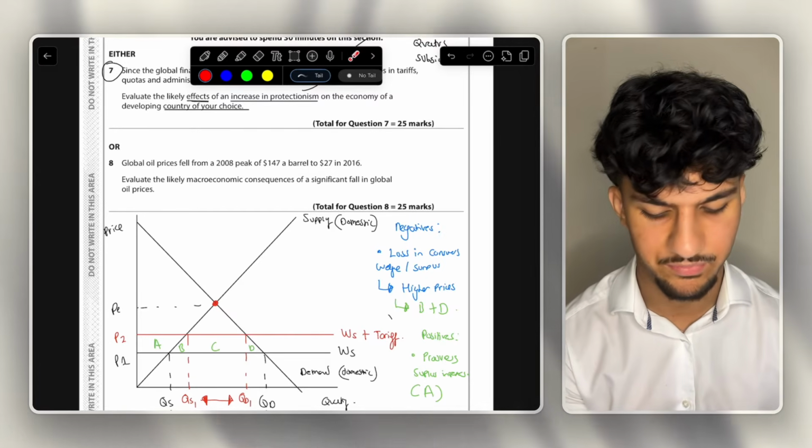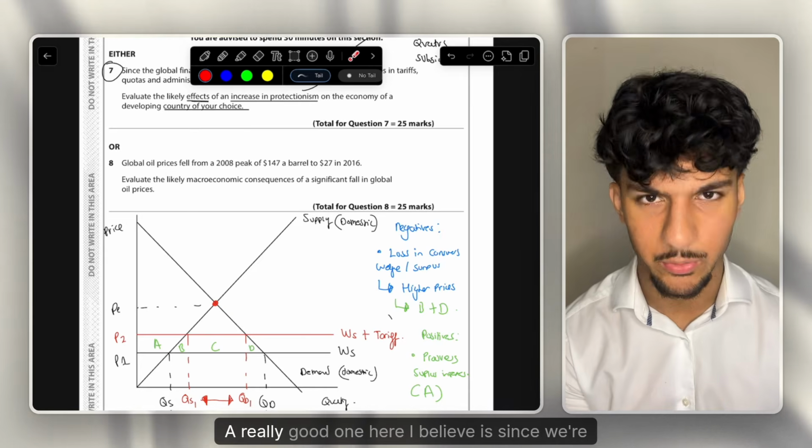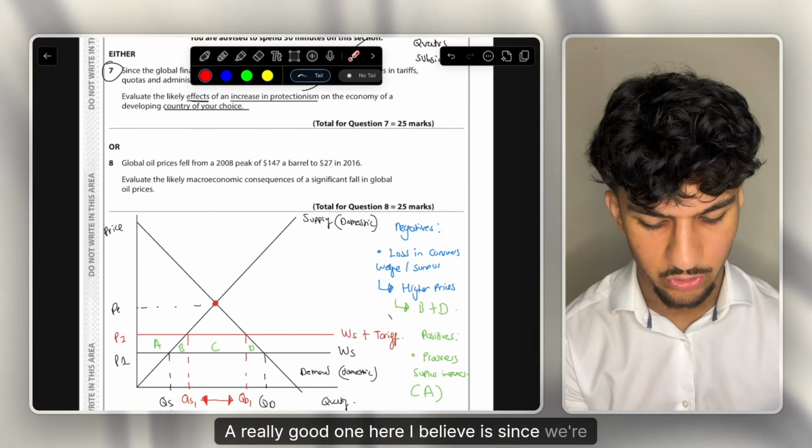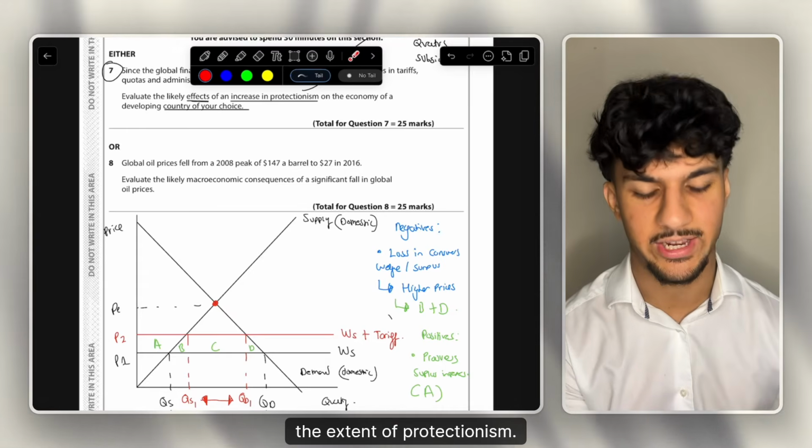There are, I'd say, tens or hundreds of evaluation points for protectionism. A really good one here, I believe, since we're talking specifically about tariffs and protectionism, is the extent of protectionism.